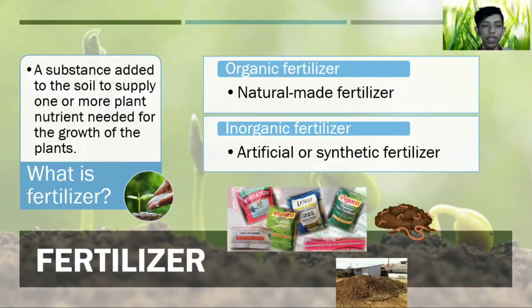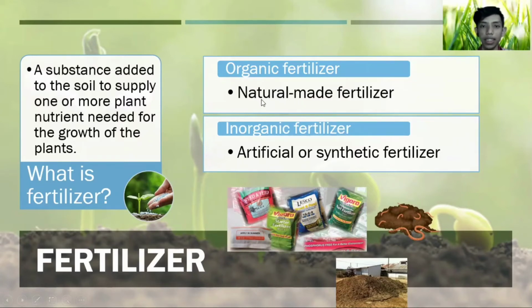I'm going to explain about fertilizer and how ammonium nitrate works as fertilizer. First thing first, what is fertilizer? Fertilizer is a substance added to the soil to supply one or more plant nutrients needed for the growth of the plant. We commonly have two types of fertilizer, which are organic and inorganic fertilizer.